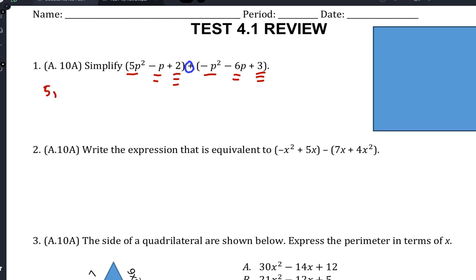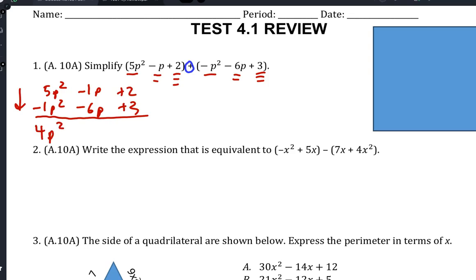I've got 5p squared, and then I got a minus, and there's understood to be a 1. And then I have a minus 1p. I have a minus 6p. And then I have a plus 2, and I have a plus 3. All I got to do is go straight down and combine these. 5 minus 1 is 4. My letter is P. The exponents don't change when you add or subtract.